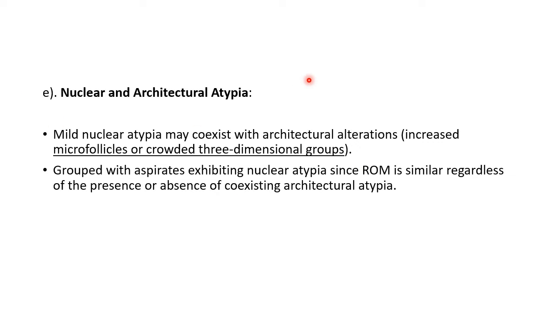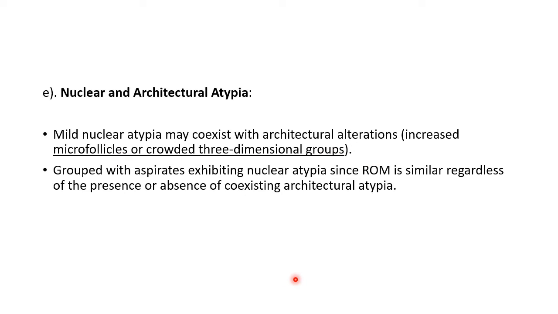And the last scenario in this particular category is if you have both nuclear and architectural atypia. So mild nuclear atypia may be present along with architectural atypia. What do you mean by architectural atypia? The most common architectural features of architectural atypia is the presence of microfollicles or crowded three-dimensional groups.